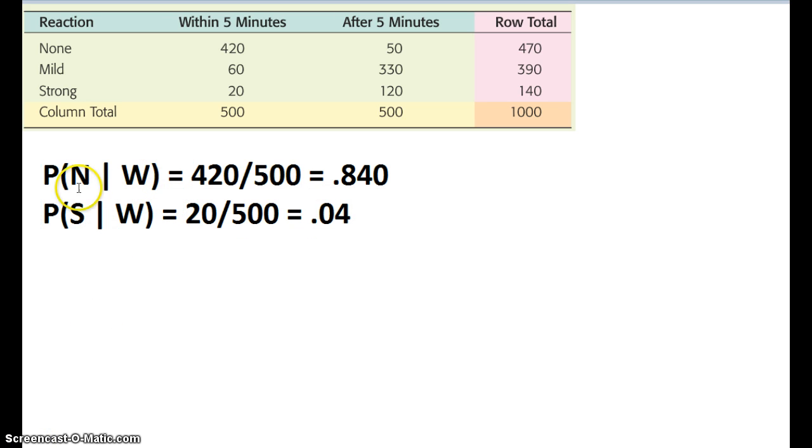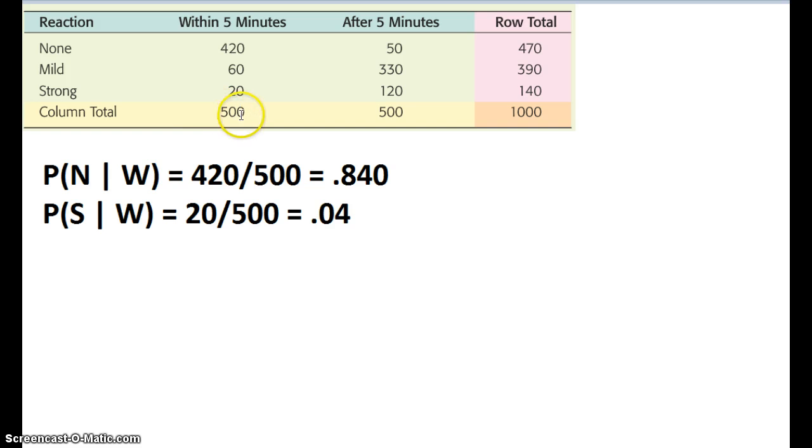For part B, we have what's the probability that there's no reaction if we're given that we're looking at the people who washed within 5 minutes. So just look at people who washed within 5 minutes. For no reaction, there are 420 out of those 500 people. So there's an 84% chance of no reaction if you wash within 5 minutes. What's the chance of a strong reaction if you wash within 5 minutes?